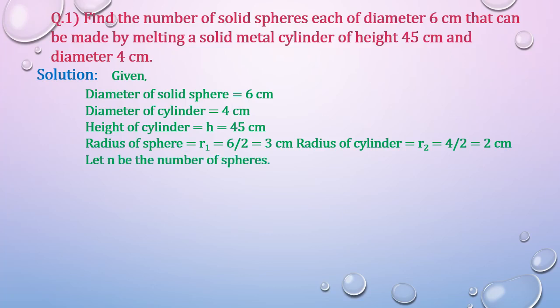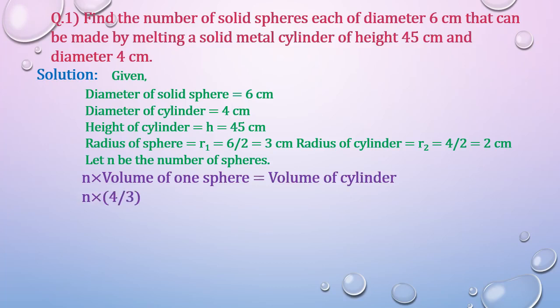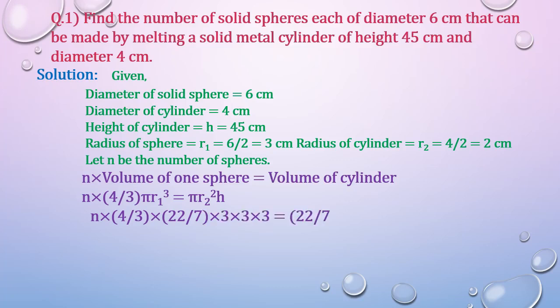Let n be the number of spheres. N into volume of one sphere is equal to volume of cylinder. N into 4 by 3 pi r1 cube is equal to pi r2 square h. So here putting the values, n into 4 by 3 into 22 by 7 into 3 into 3 into 3 is equal to 22 by 7 into 2 into 2 into 45. So n into 9 is equal to 45. Therefore n is equal to 45 by 9. Therefore n is equal to 5.